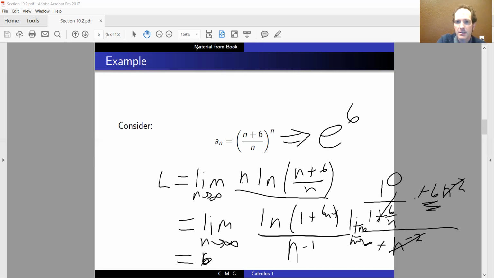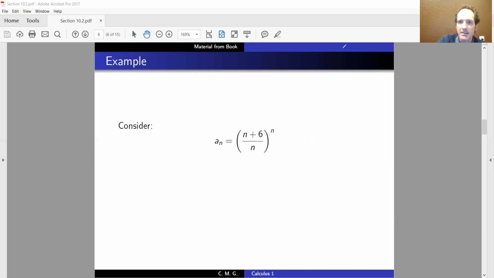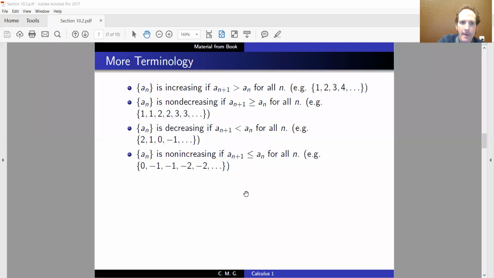Okay. So I guess it's sort of surprising, but not really surprising. We've got a sequence of fractions here that exponentiate and get closer and closer to e to the 6th. And so as you plug numbers in here, the bigger numbers you get, the closer you're going to get to e to the 6th. Okay. A little bit more terminology here.